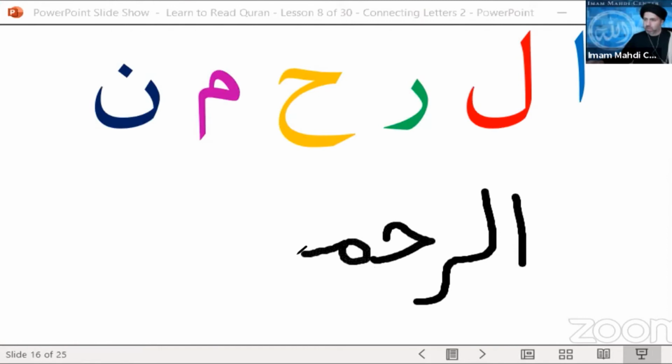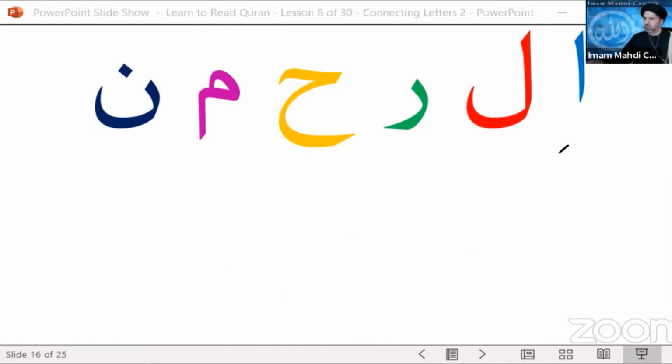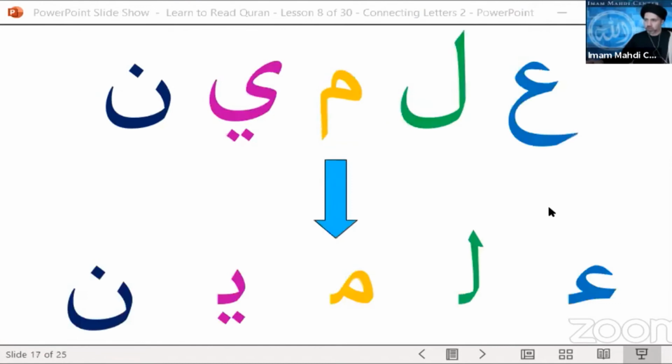Lowercase Mim, and the Nun stays full, it stays uppercase because it's the last letter. And we're going to move on. We're going to do the next letters that remain a little bit more quickly because you've gotten used to it. So now we have Ain, Lam, Mim, Ya, and Nun.